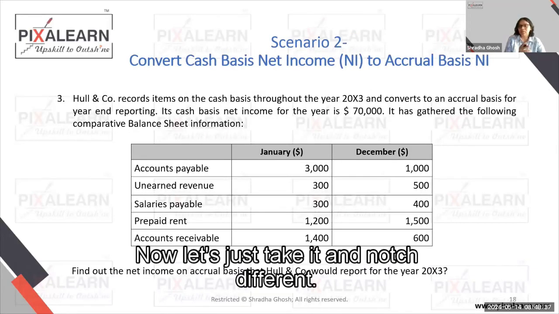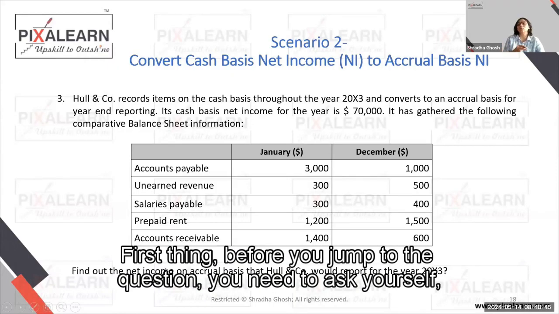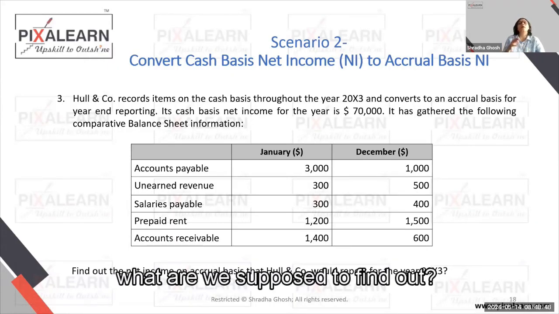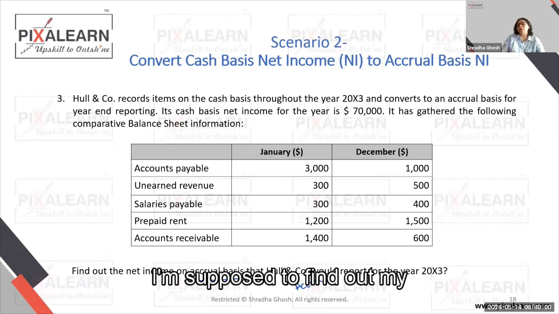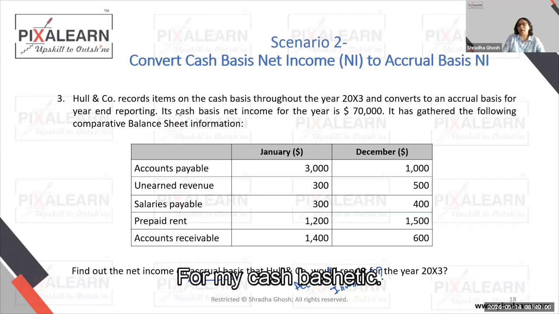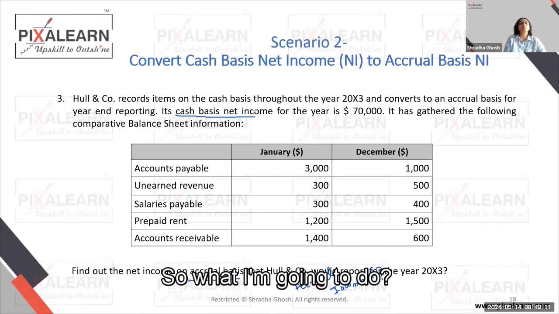Now let's take it a notch different. We are just trying to convert it a little bit differently. So first, before you even jump to the question, you need to ask yourself, what are we supposed to find out? What are you starting with? Find out the net income on accrual basis that the company should report. So I'm supposed to find out my accrual income from my cash basis net income. Now I'm reversing the entire thing. I'm going to start with cash basis and go to accrual basis. So how are you going to think?